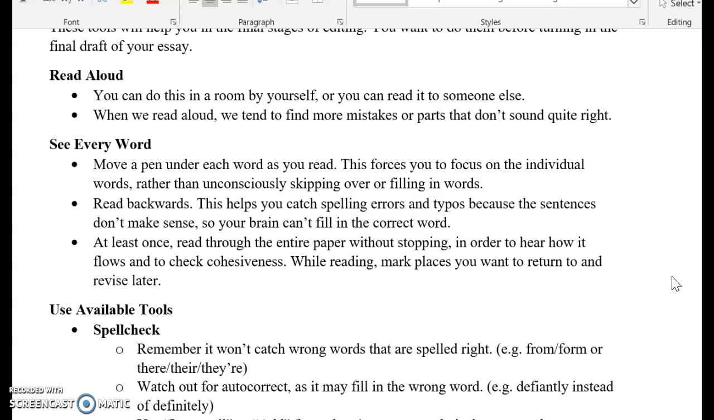What we tend to do is we start reading through the paper, and then we stop because we find something we want to correct, and so then we stop and we correct that, and then 10 minutes goes by and we start to try to read it again, and now we've kind of lost our place, or we haven't gotten that whole cohesiveness and flow. So by reading through it once all the way through and just marking where you'll want to go back, it is very helpful for you.